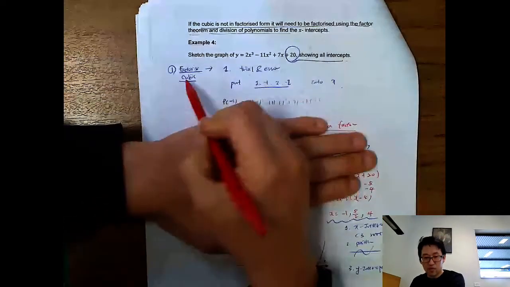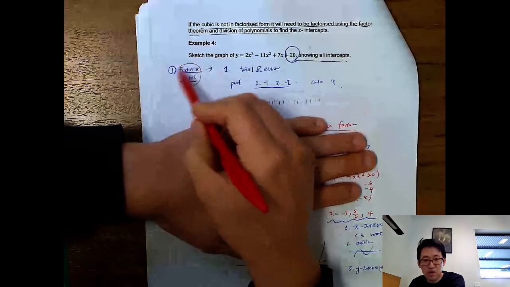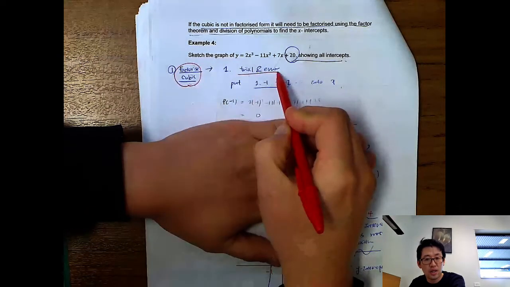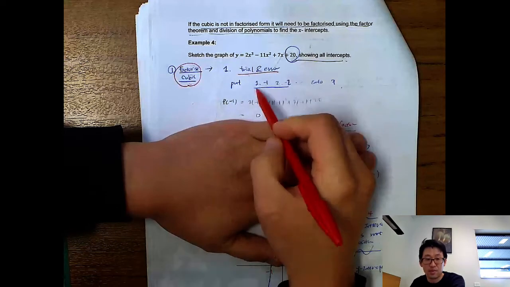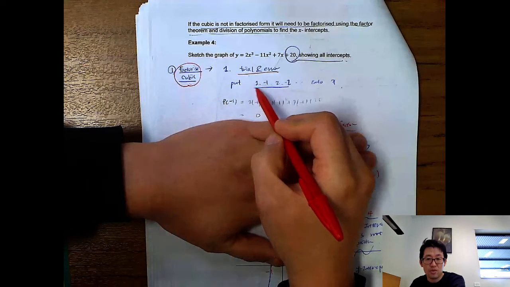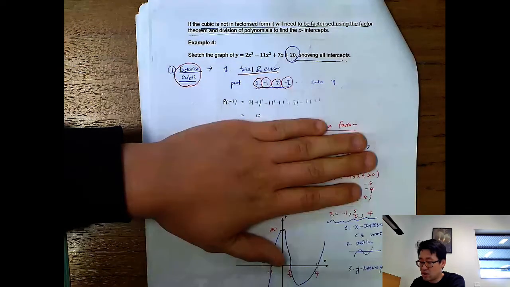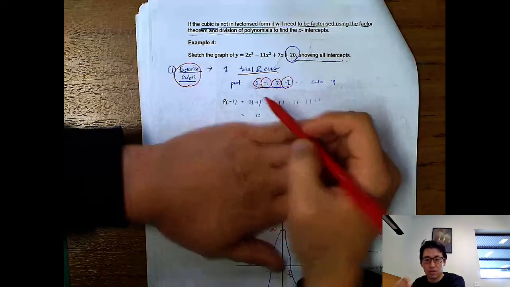Write down what you need to do. If there is no factorized form, you factorize the cubic. Okay? How do we do that? First, trial and error. You have to do it that way, which means you plug in. Usually 1, minus 1, 2, minus 2. Somewhere there has to be a quite simple number. You don't have much time.